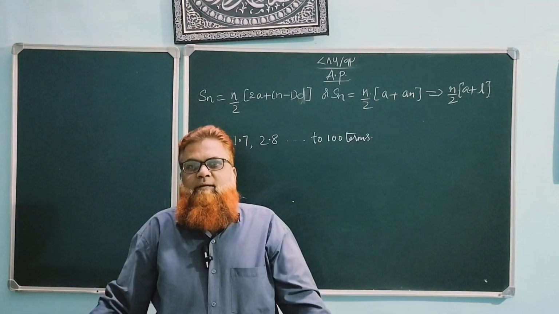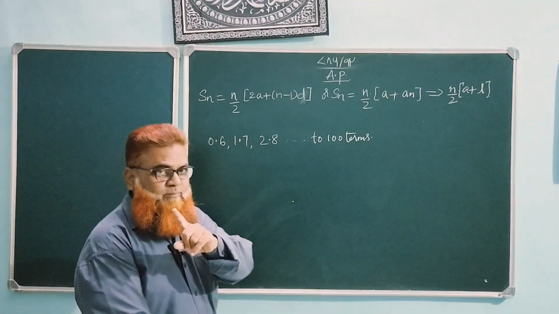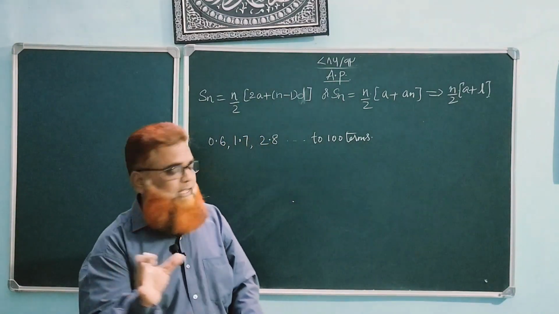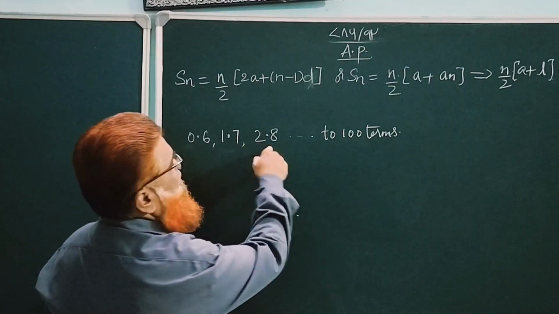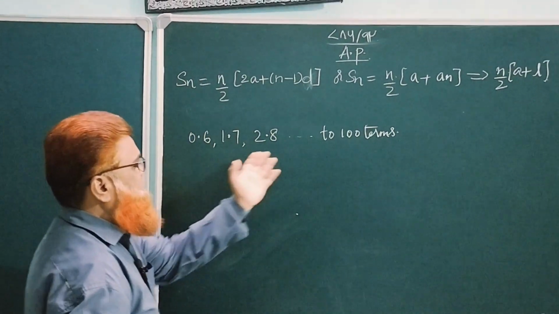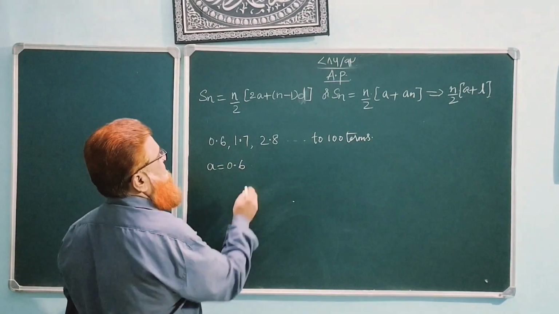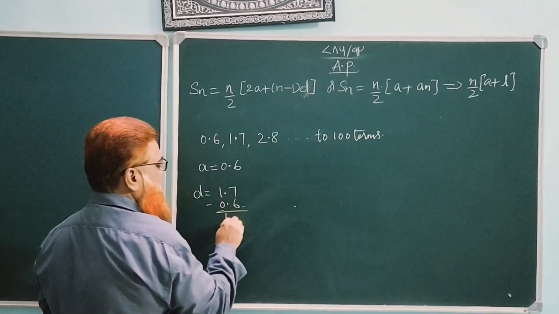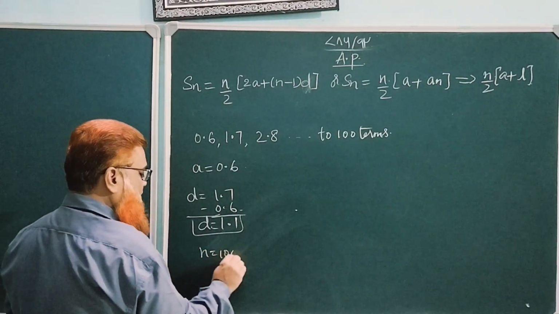Okay children, now we have another type of problem. In my previous problem I took 2, 7, 12, which are whole numbers. Now I have taken a decimal form: 0.6, 1.7, 2.8 up to 100 terms. We have to find the total sum of this arithmetic progression. Analyze it: a is equal to 0.6 and d is equal to 1.7 minus 0.6, which is 1.1. And n is equal to 100.